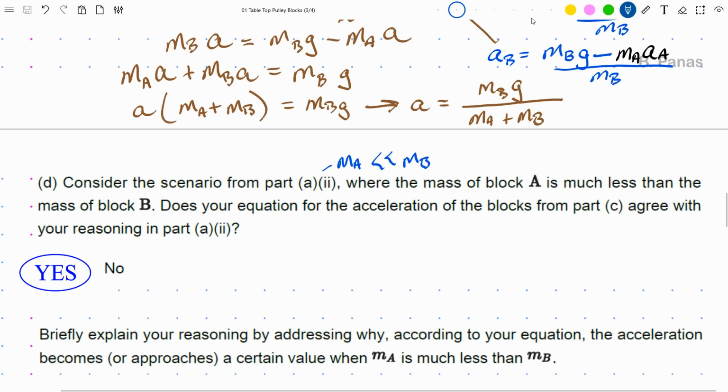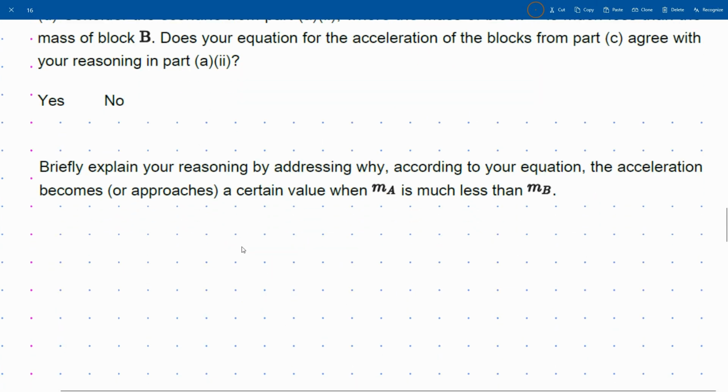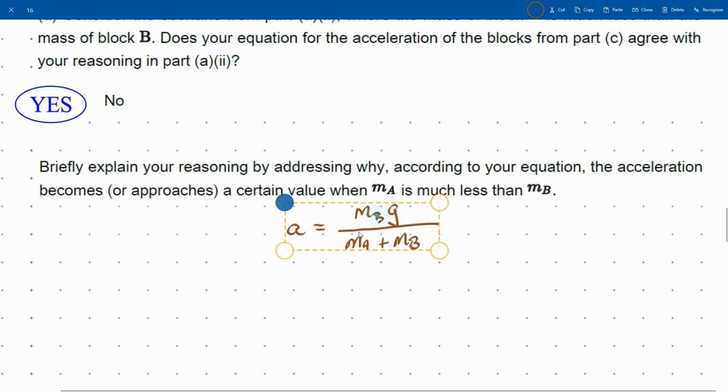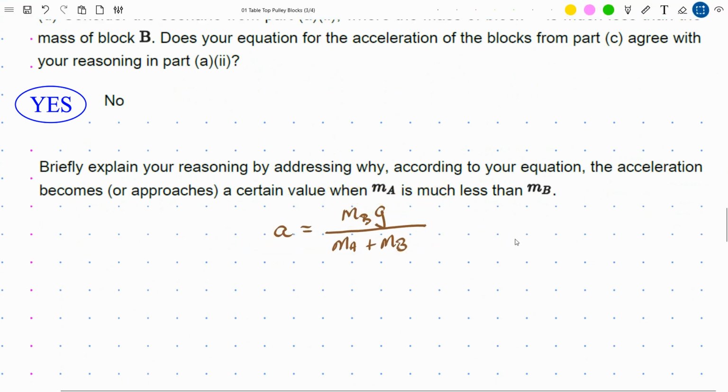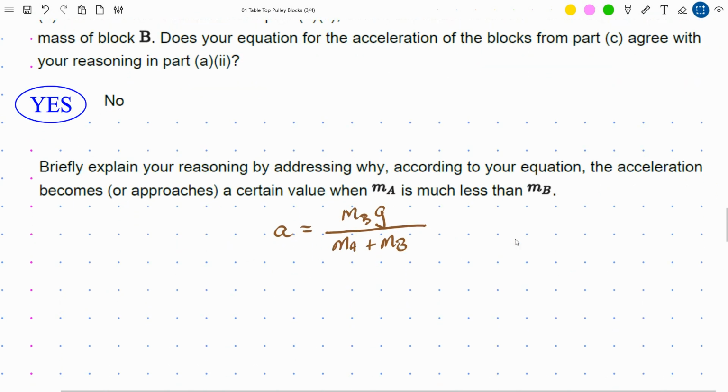Okay, so how about if I start with exactly my equation again here? Since I'm using a tablet, I'm going to be a bit lazy. I'm just going to copy it so that I can come down here and paste it in. Okay, so this was my equation that I had derived. Now, how can I explain why, according to the equation, the acceleration becomes or approaches a certain value?